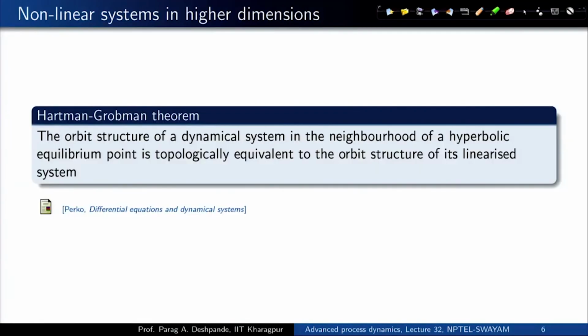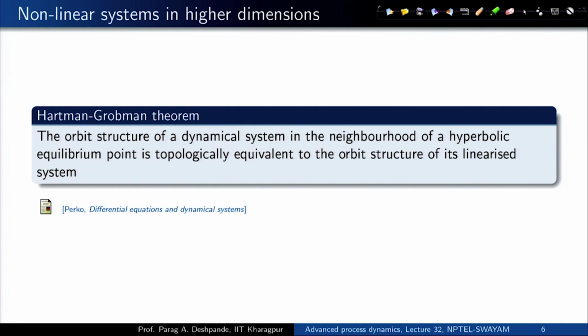So, we have the Hartman-Grobman theorem which will give us an idea about this. According to the Hartman-Grobman theorem, the orbit structure... Let us first try to understand what is the meaning of orbit structure. Orbit means evolution, right, in a very general sense.